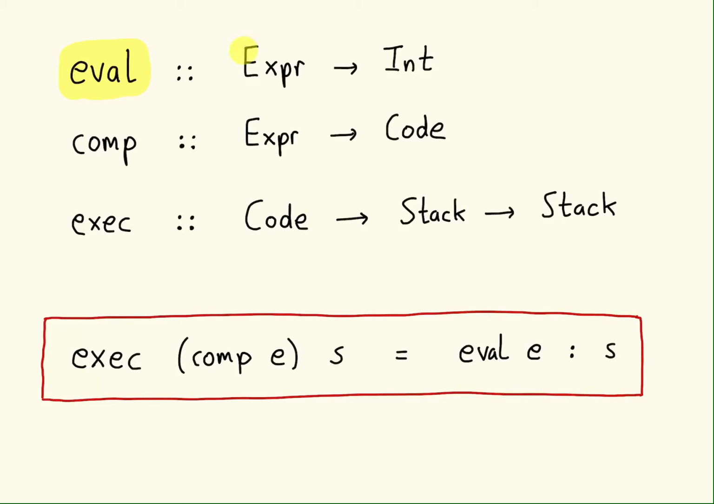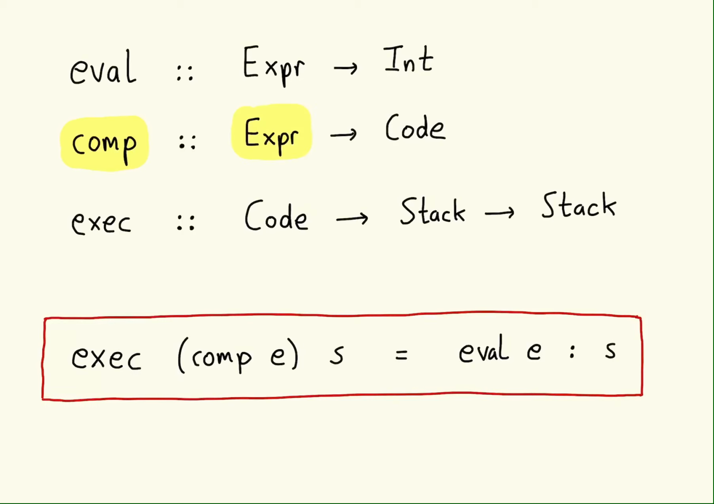The function simply takes an expression as input, and then it's going to evaluate it to give its underlying integer value. So the semantics of expressions is simply given by evaluating them and getting the underlying integer value which it represents. Then secondly, we define the actual compilation function.